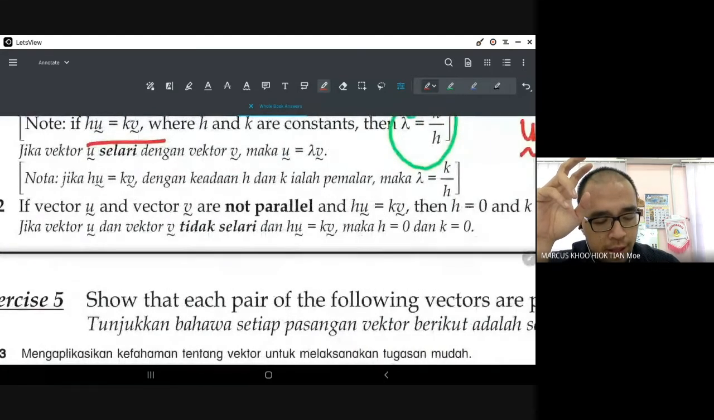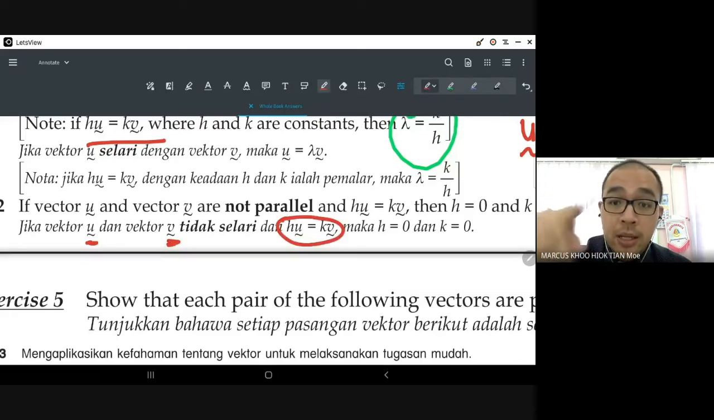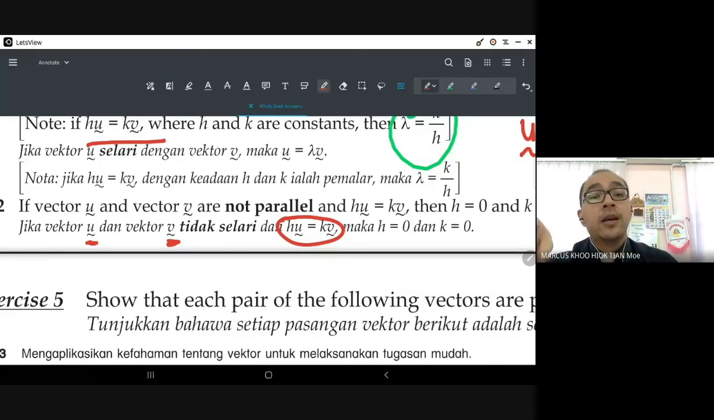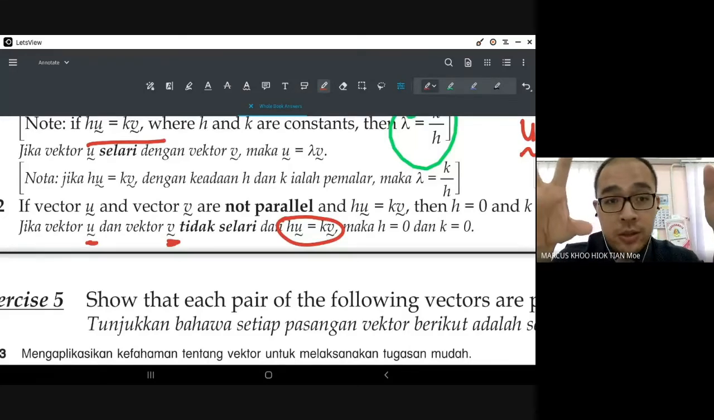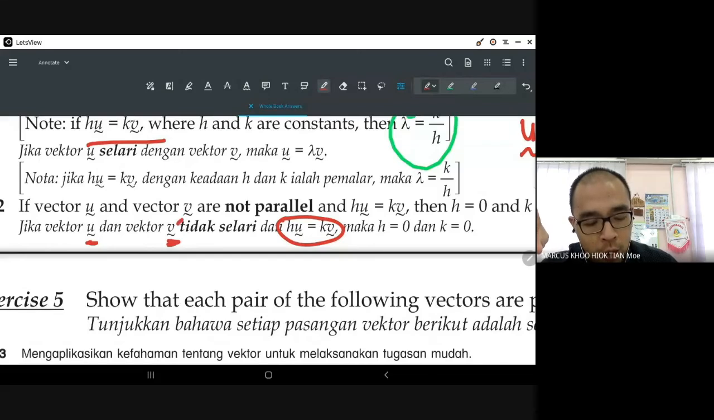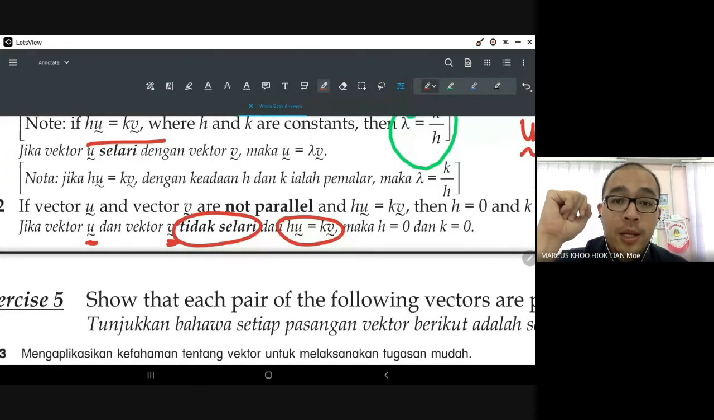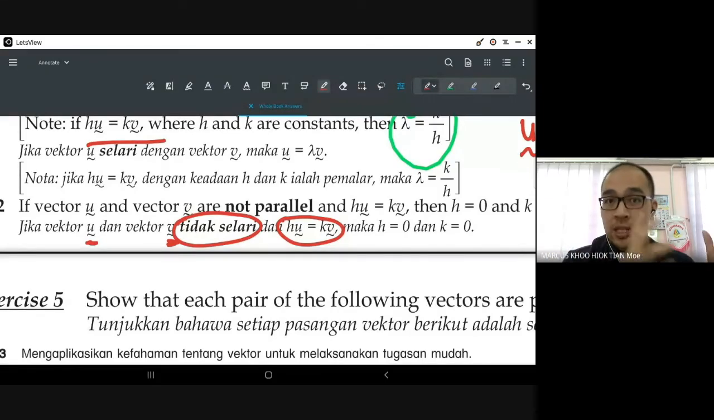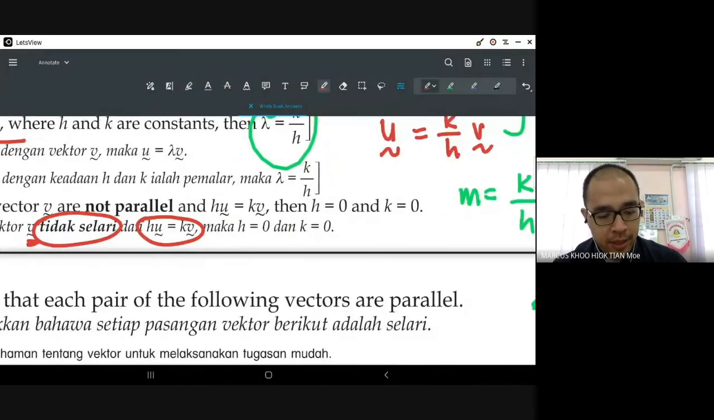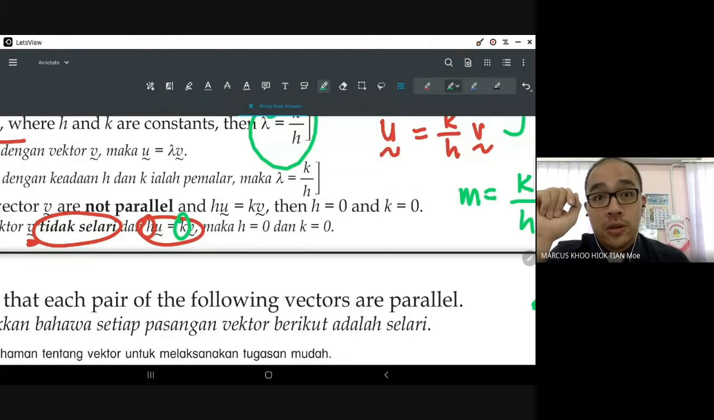If two vectors are equal, vector u equals vector v, and then there's a number, hu equals kv. But they say that they are non-parallel. They are equal, but they are non-parallel. Now, if this is the condition, then the conclusion is that this number h is equal to 0 and this number k is also equal to 0.